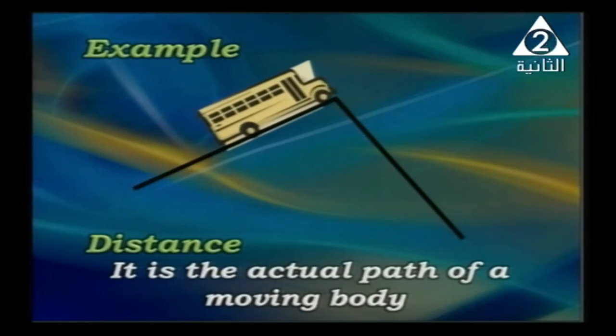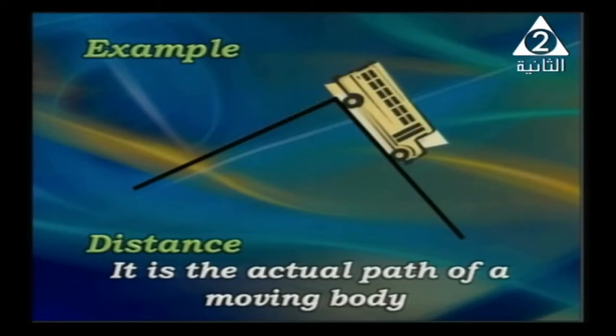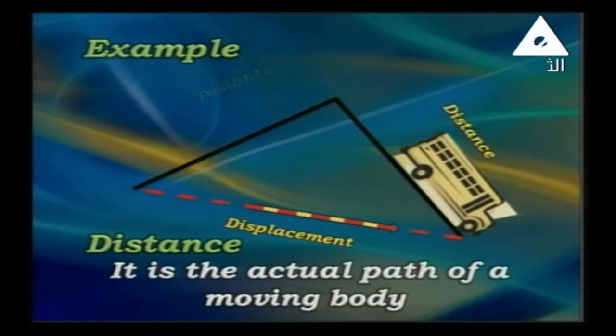And we have another distance from here to here. And the same bus changes from the second point to the third point. So the first one is a distance and the second one is a distance. But I have two distances. What is the displacement? The displacement means the shortest straight line from the starting point to the end point. Here we have the end point and here we have the starting point.